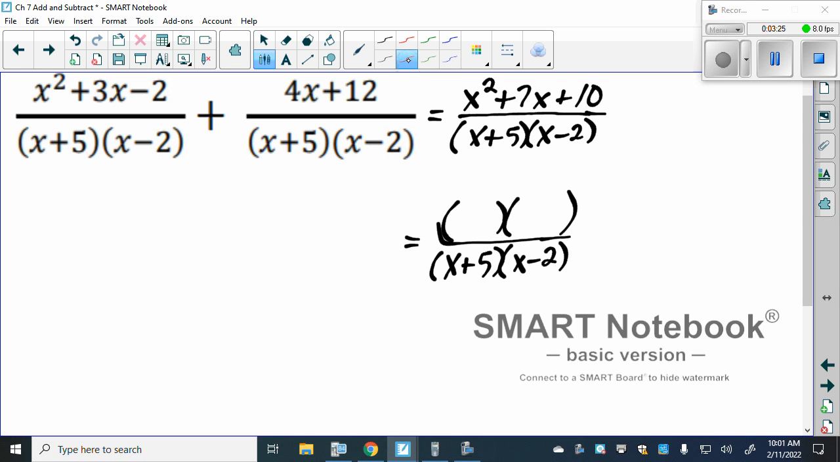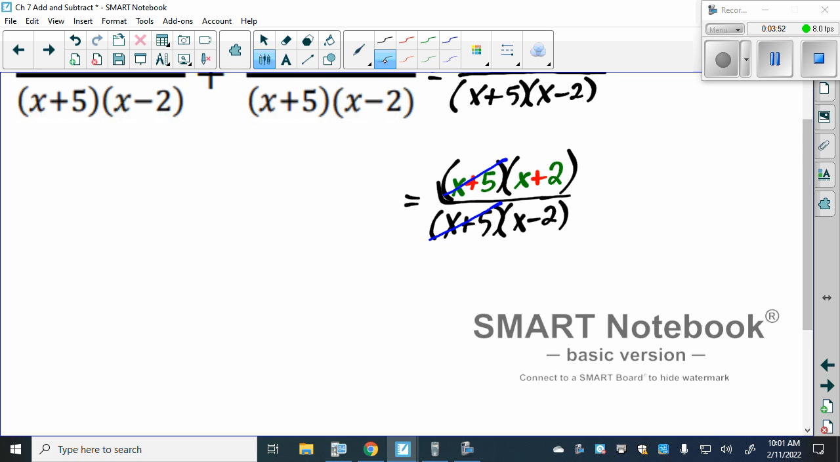Now, since the 10 is positive, the signs are the same and match the sign of the middle term, which is going to give us plus and plus. X and x, and 5 and 2. And if we did check it, we would see that this would give us 7x for the middle term. Well, do we have anything in common? An x plus 5, leaving us with x plus 2 over x minus 2. And because the sign in the middle is different, we can't simplify this.